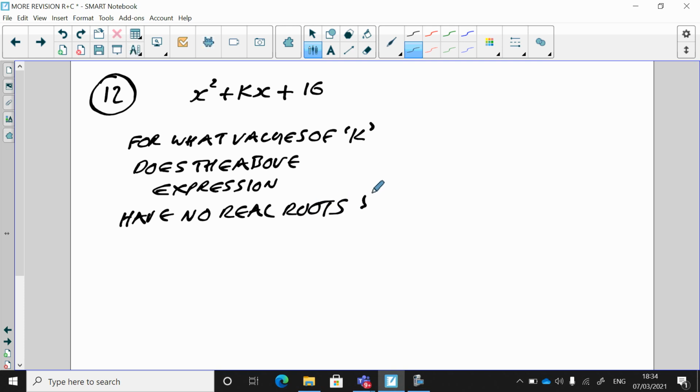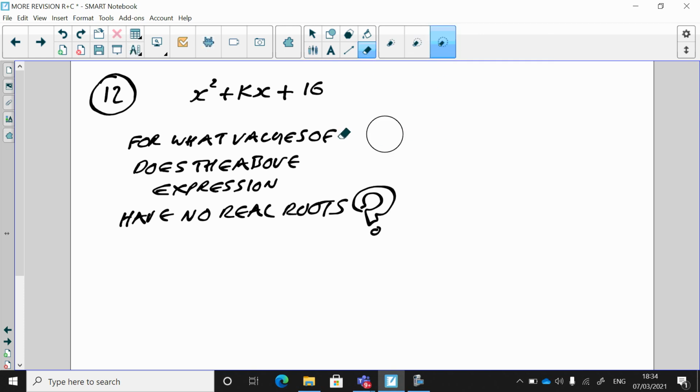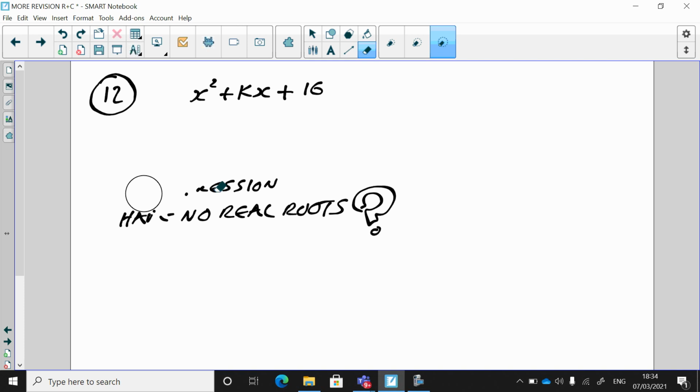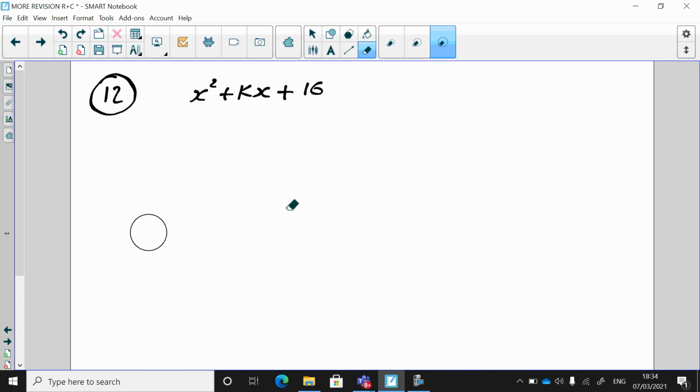Right, so I'm going to write that and then I'm going to get rid of it. So for what values of k does the above expression have no real roots? There's the value of k, so that's an unknown there. I'm just going to get rid of the rest of that because you have the advantage of rewinding. Okay, so what values of k? I think I need to make a wee statement here.